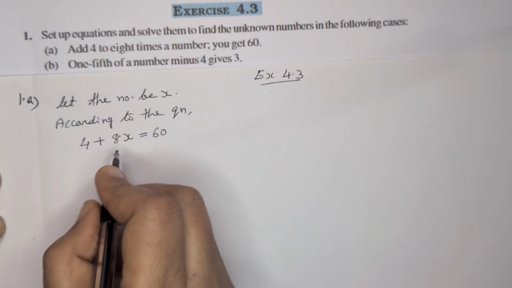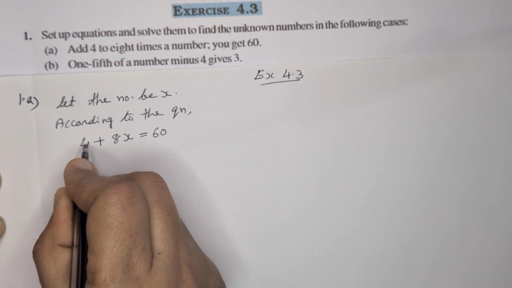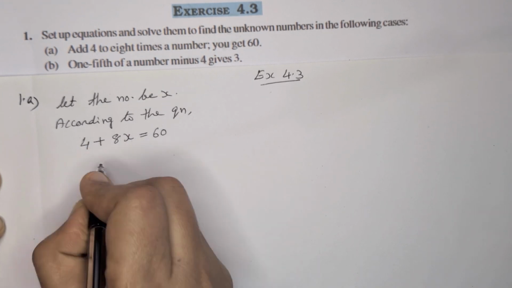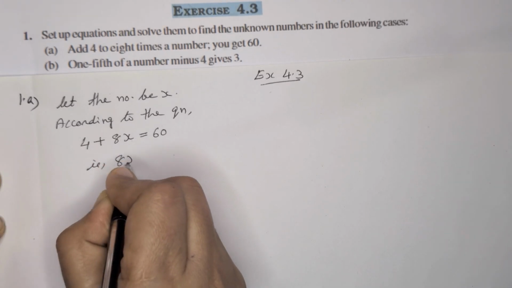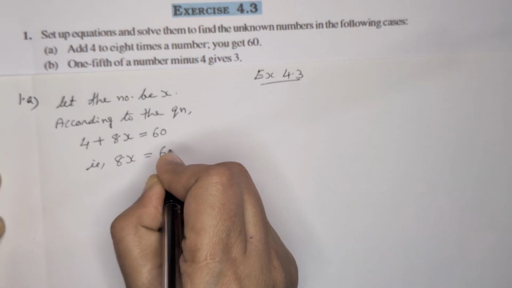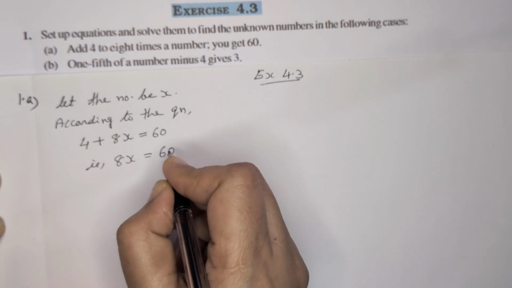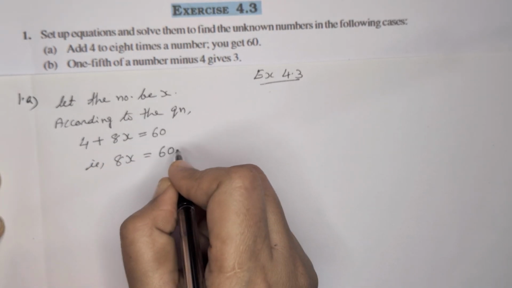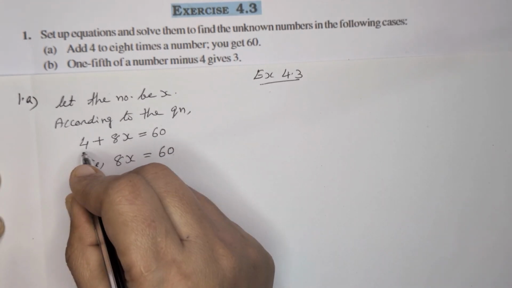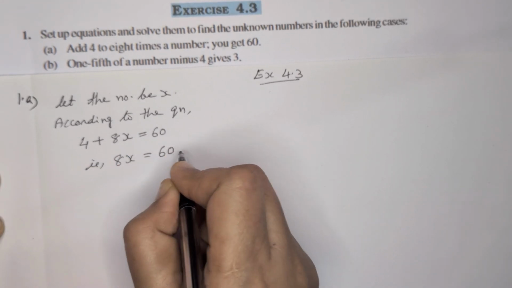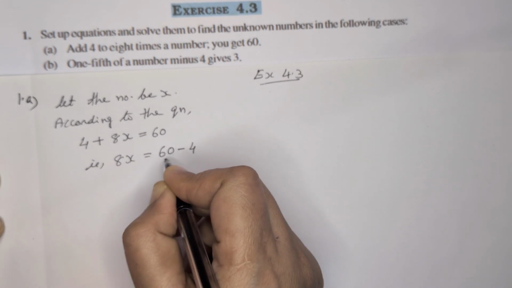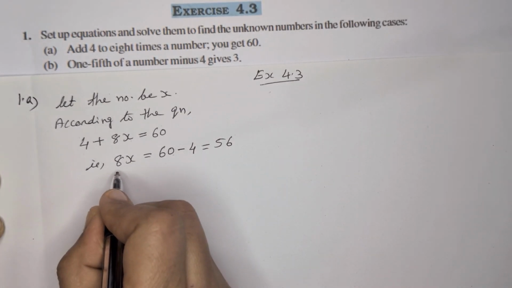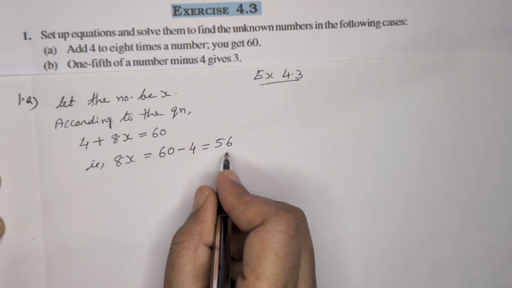For that, first we have to move this 4 to the other side. Transpose 4 to RHS. That is 8x is equal to, now already 60 is there on the RHS. When we are moving 4 to the other side, opposite sign, here plus 4, when we are moving to the right side it will become minus 4. So 60 minus 4, that is 56. Now we got 8x is equal to 56.